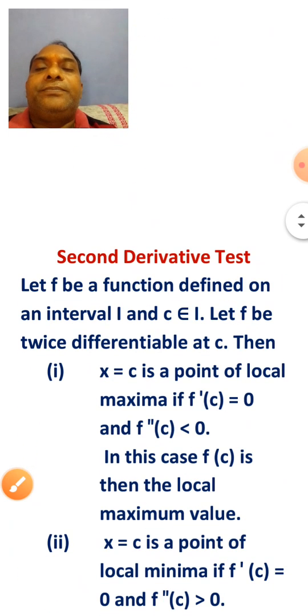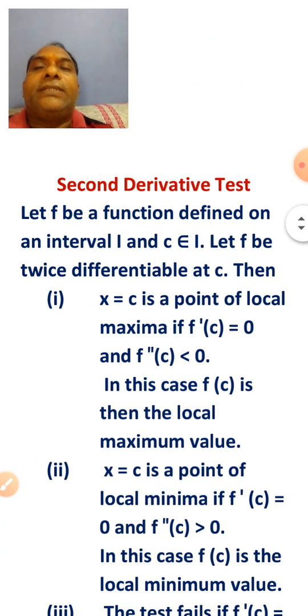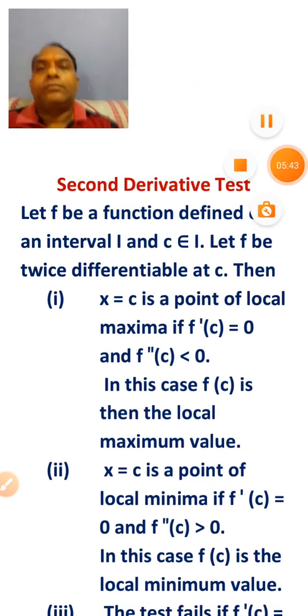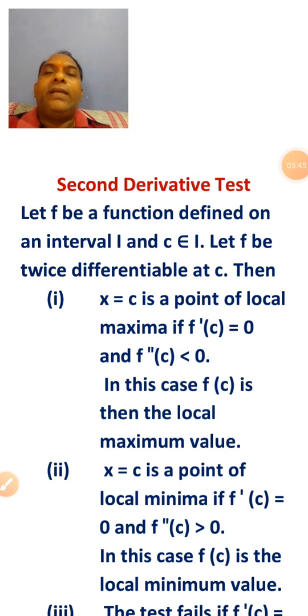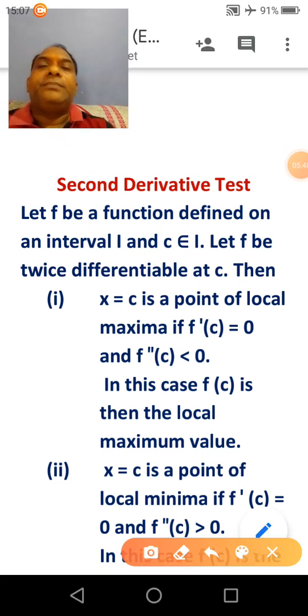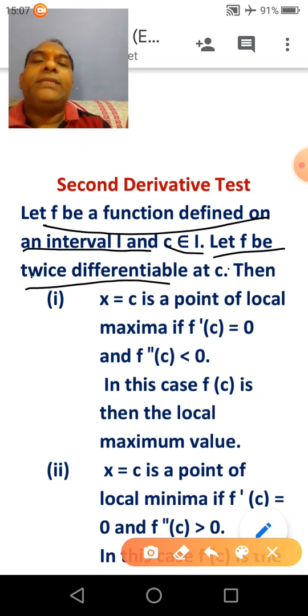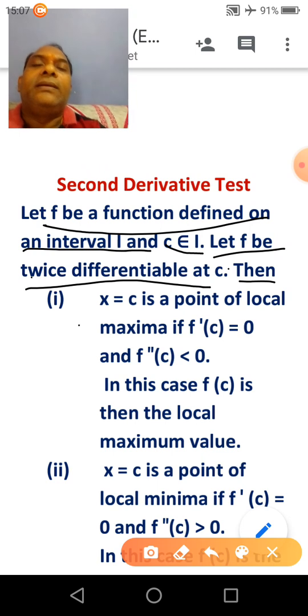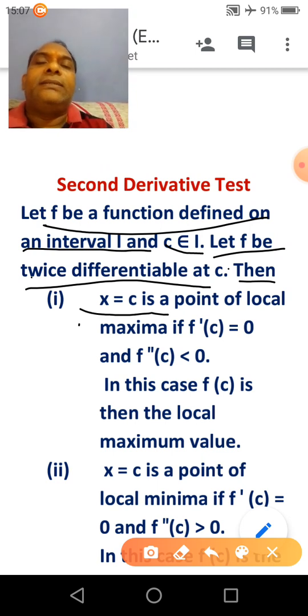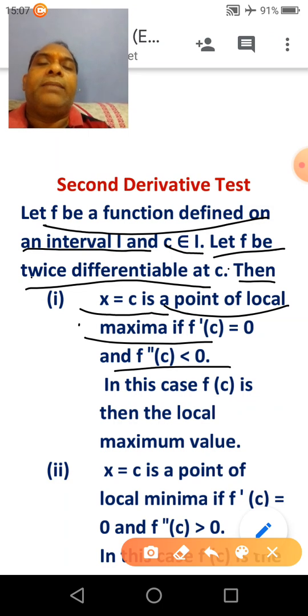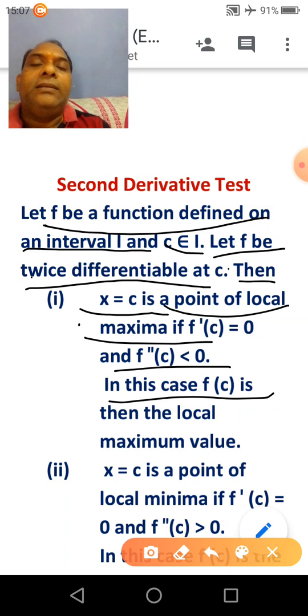Now see second derivative test. Let f be a function defined on an interval I and c belongs to I. Let f be twice differentiable at c. Then x equal to c is the point of local maxima if f'(c) is equal to 0 and f''(c) is less than 0. In this case f(c) is the local maximum value. Clear?